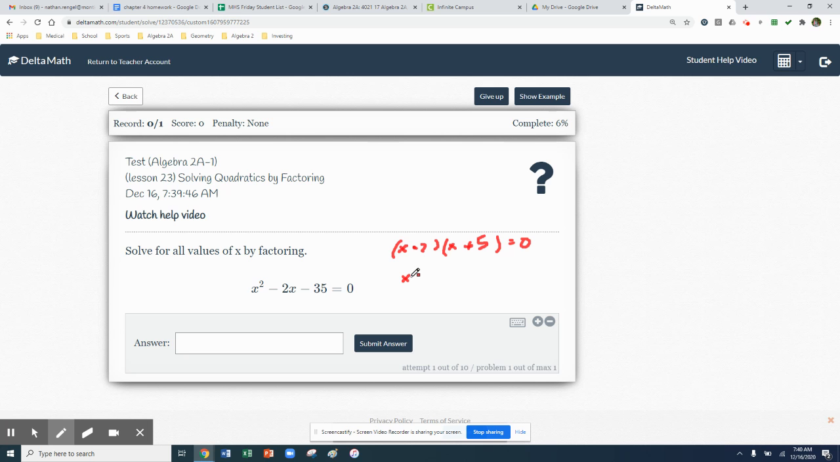Now I'm going to take each of these factors. We'll set those equal to 0. And we'll get x is equal to 7. x is equal to negative 5. So there would be my 2 solutions for that one.